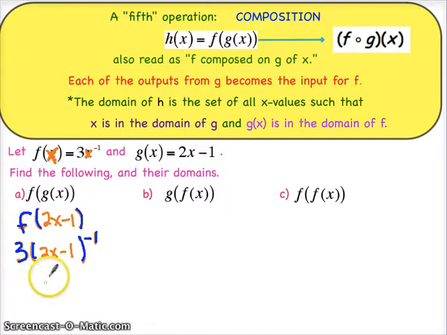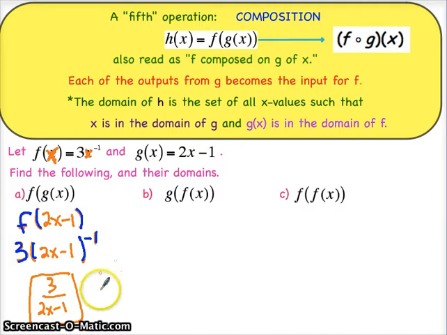So then I can simplify that. Now notice that entire function is raised to the negative 1, so I'm going to say 3 over 2x minus 1, because that whole thing flips to the bottom of the fraction, and since there's no simplifying to be done, that would be your final answer.